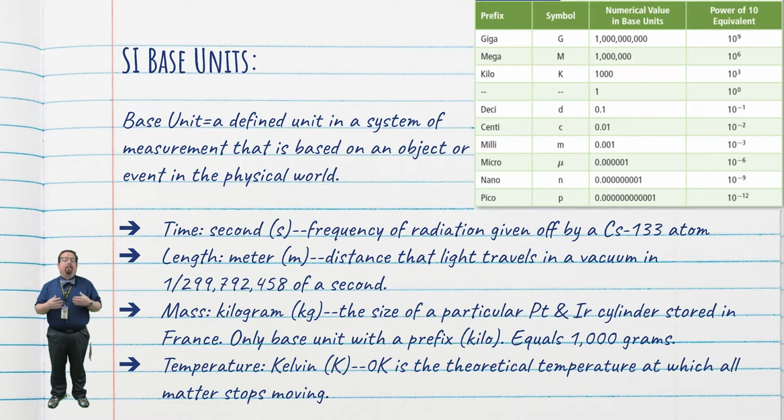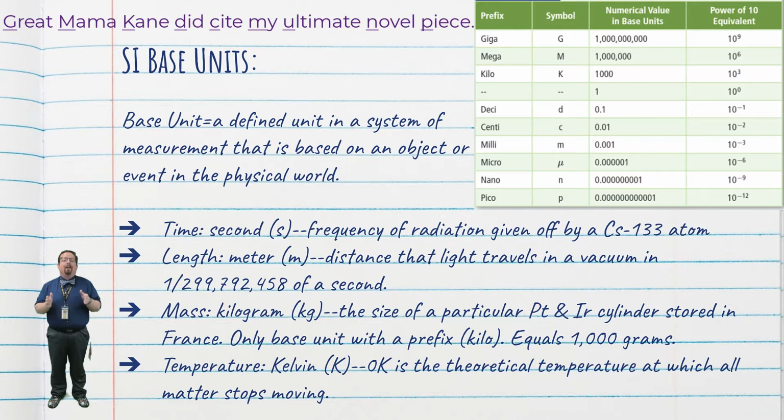For the prefixes, I came up with the phrase, "Great Mama Cain did cite my ultimate novel piece." Does it make sense? No. Do I remember it over 12 years since I made it up? Somehow, yes. The abbreviation for micro is the Greek letter mu, which kind of looks like a U with a funny tail. That's where I got the word ultimate from.